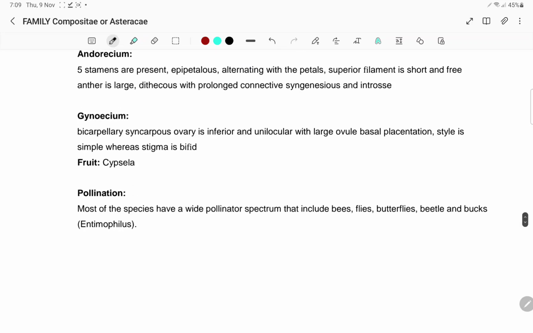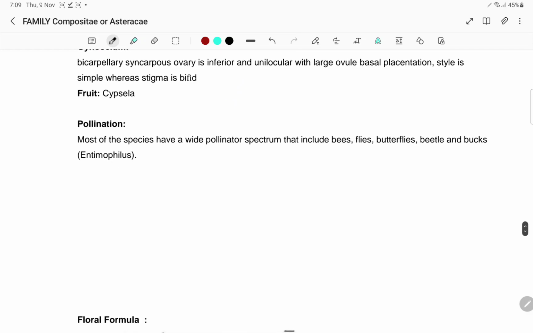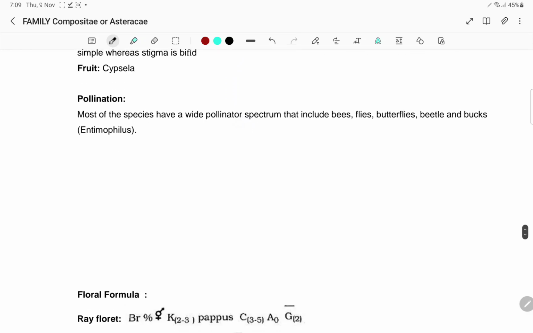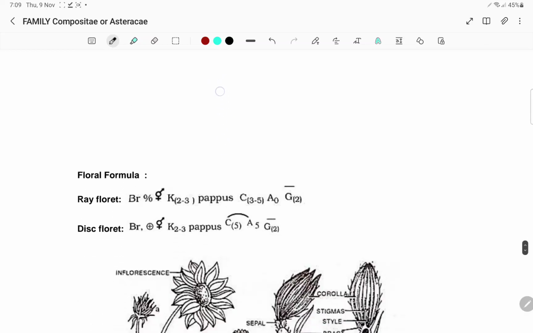So the gynoecium is bicarpellary syncarpous, and the ovary is inferior and unilocular with a large ovule, basal placentation, and the style is simple, whereas the stigma is bifid. Fruit is cypsela. Most of the species have a wide pollinator spectrum that includes bees, flies, butterflies, beetles and bugs; they are entomophilous.